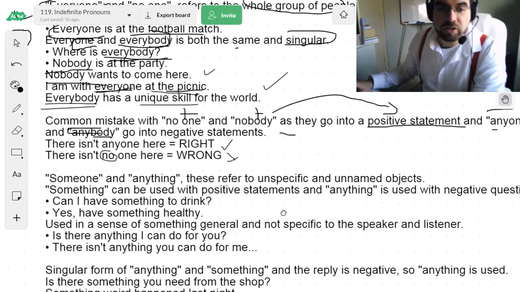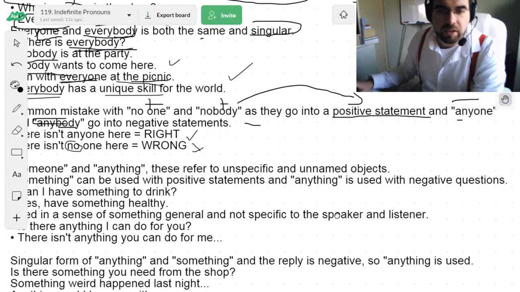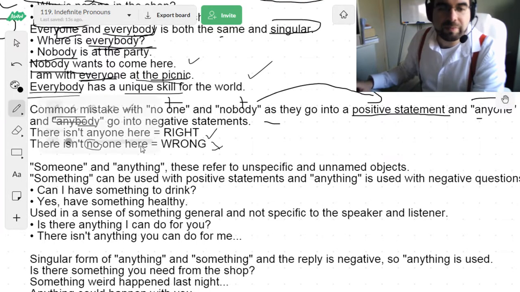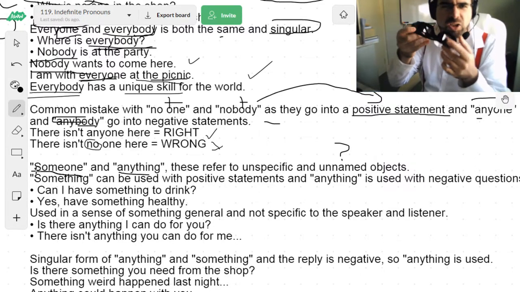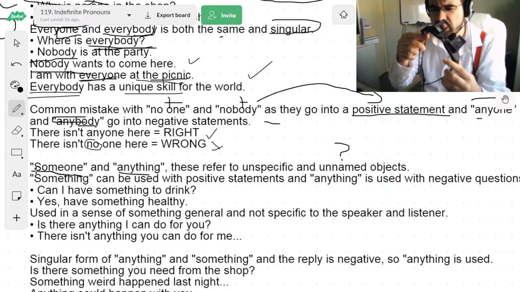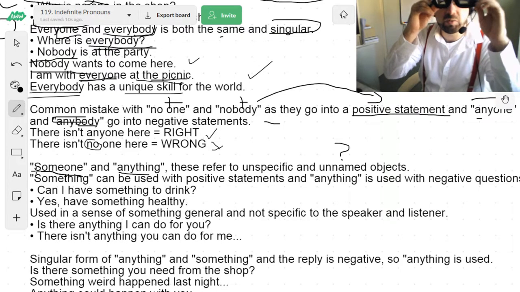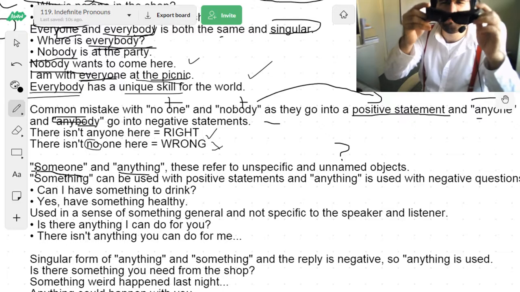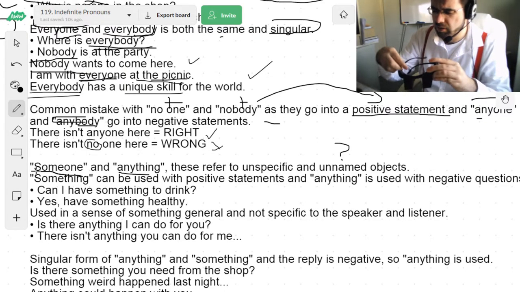So, someone and something refer to unspecified and unnamed objects. This thing, we don't know what it is. It's something black. It's something broken, actually. Something weird. What is it? It's something like glasses, but not quite glasses. Something strange. Very weird.